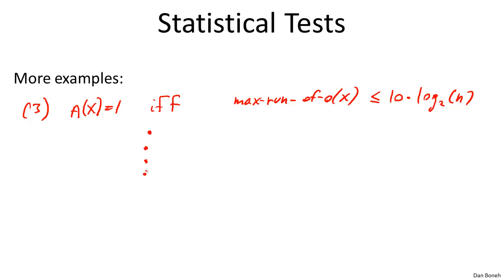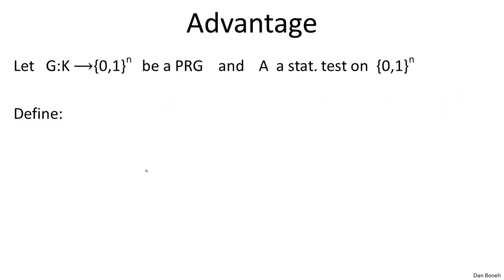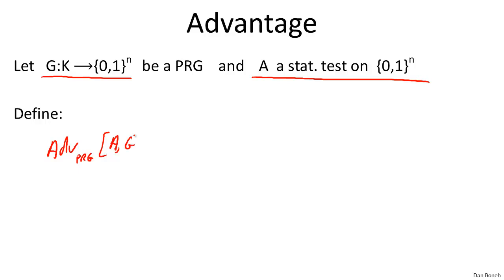But before we talk about actually defining security, the next thing we talk about is how do we evaluate whether a statistical test is good or not. So to do that, we define the concept of advantage. And so let me define the advantage. So here we have a generator that outputs n-bit strings, and we have a statistical test on n-bit strings, and we define the advantage of this generator. I'll denote it by advantage sub PRG. The advantage of the statistical test A relative to the generator G, I'll define as follows.